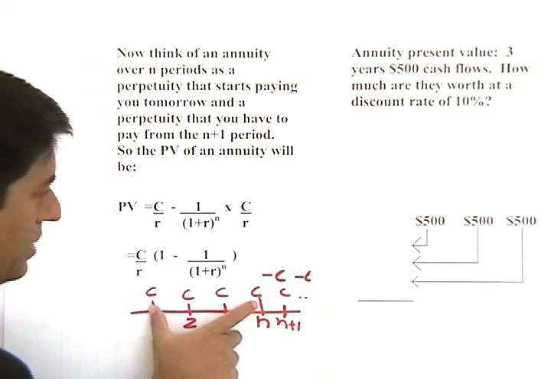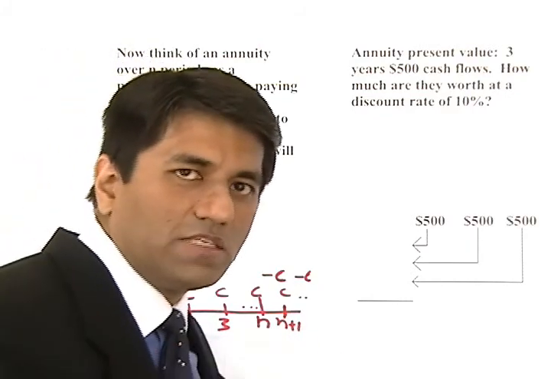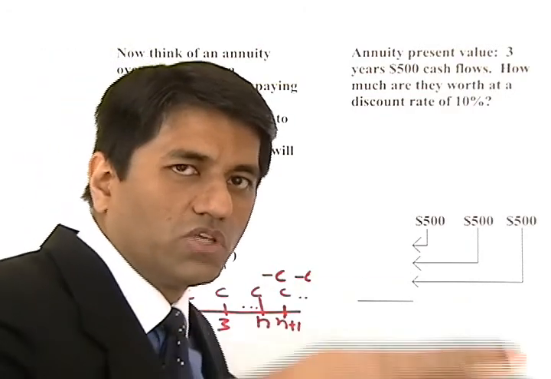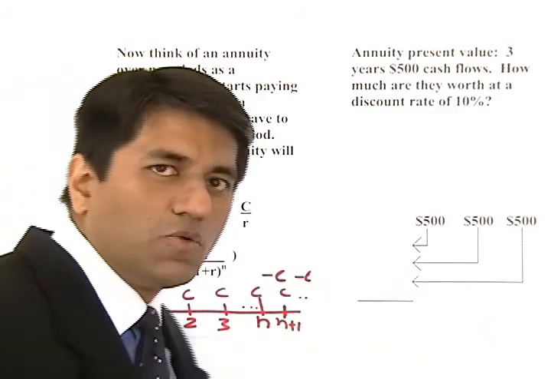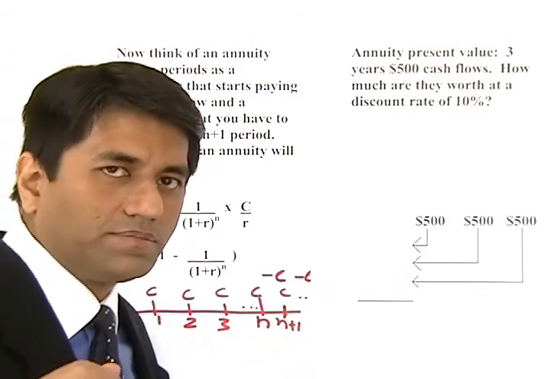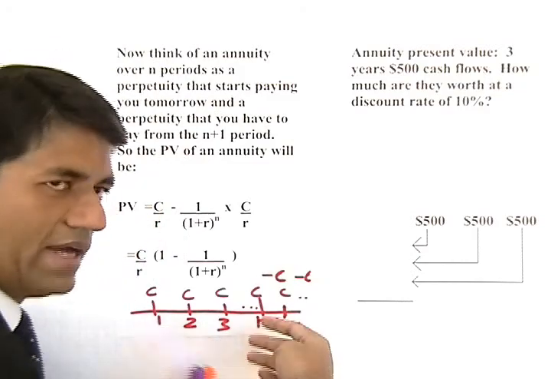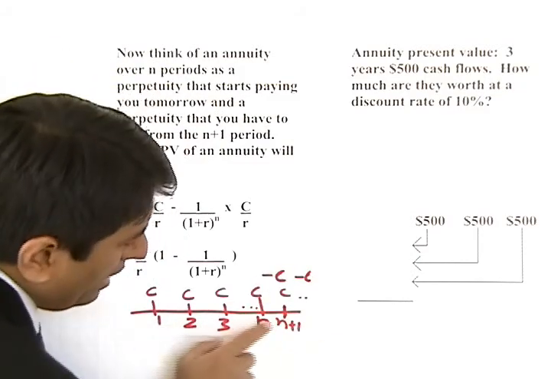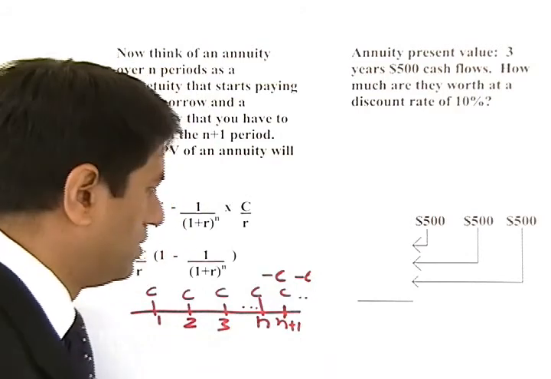So therefore an annuity is like two perpetuities, one which starts paying you next period and goes on forever, and the second one in which you pay out starting from period n plus 1 and you pay out forever. So when you add these two perpetuities, everything from n plus 1 onwards cancels out.